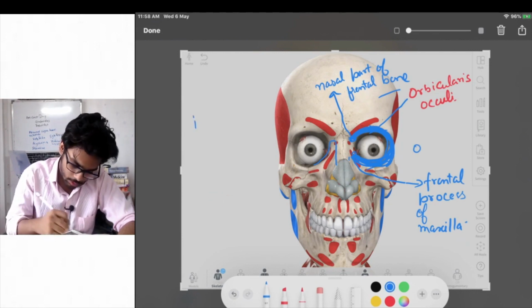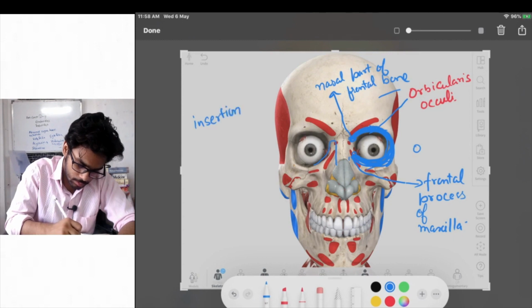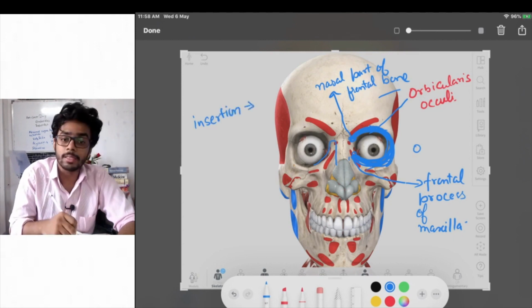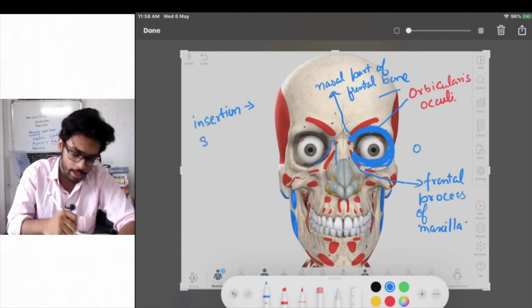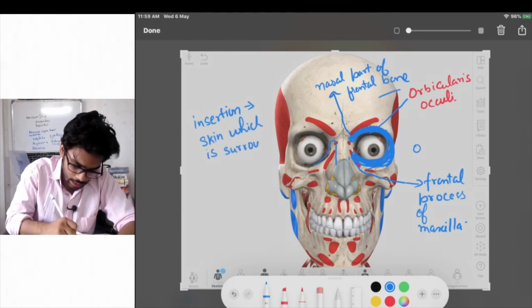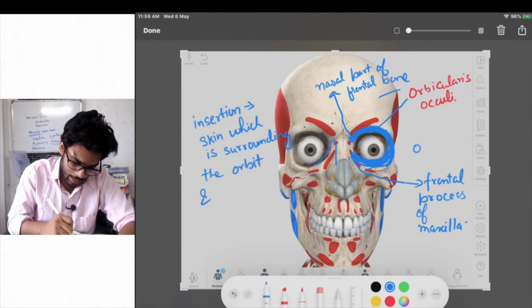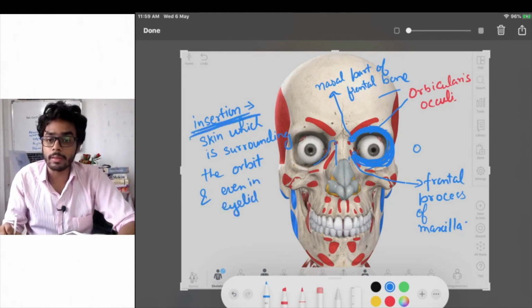The point of insertion is where this muscle gets inserted: the skin which is surrounding the orbit, that is, the upper and lower eyelid. Skin which is surrounding the orbit and even in the eyelid. Okay, so this is the insertion where this muscle gets inserted.